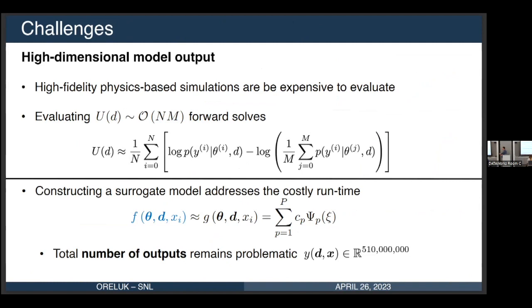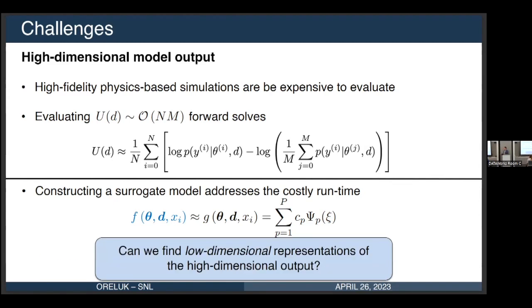And like I maybe alluded to, calculating this expected utility is on the order of n times n forward solves. So if you have any decent physics-based simulation, this is just intractable. One thing you could do is build a surrogate model, some cheap analytical representation of our output, to address the costly runtime. We just have too many outputs to do that in our problem. We have something like 100,000 to 10 million non-zero elements from this tensor output, so we can't build a surrogate for each element.